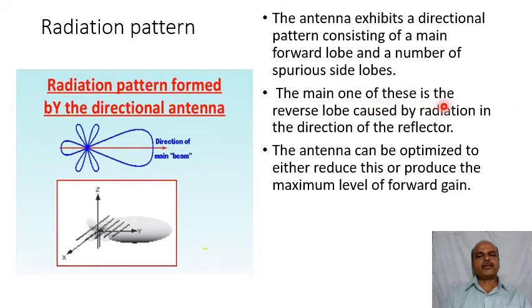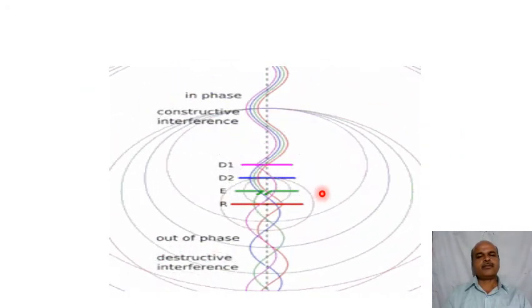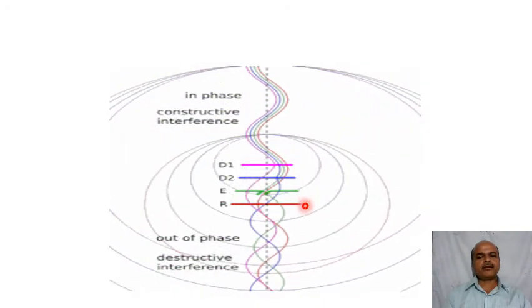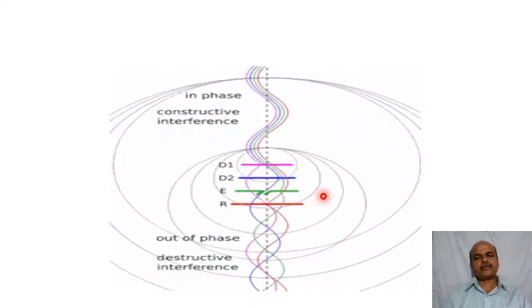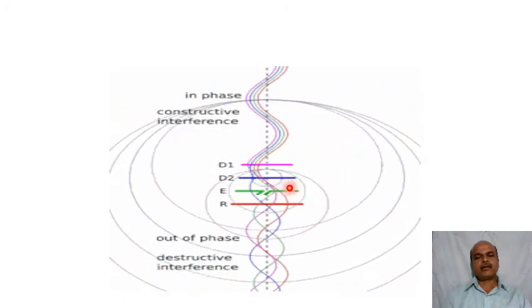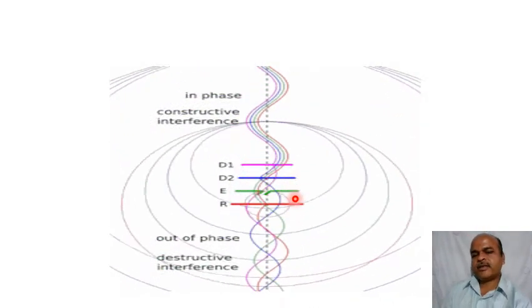The main one of these is the reverse lobe caused by radiation in the direction of the reflector. The antenna can be optimized to either reduce this or produce the maximum level of forward gain. So this is the radiation pattern of a Yagi-Uda antenna. From this animation, you can observe how electromagnetic waves are radiated, and how the radiation pattern is formed.